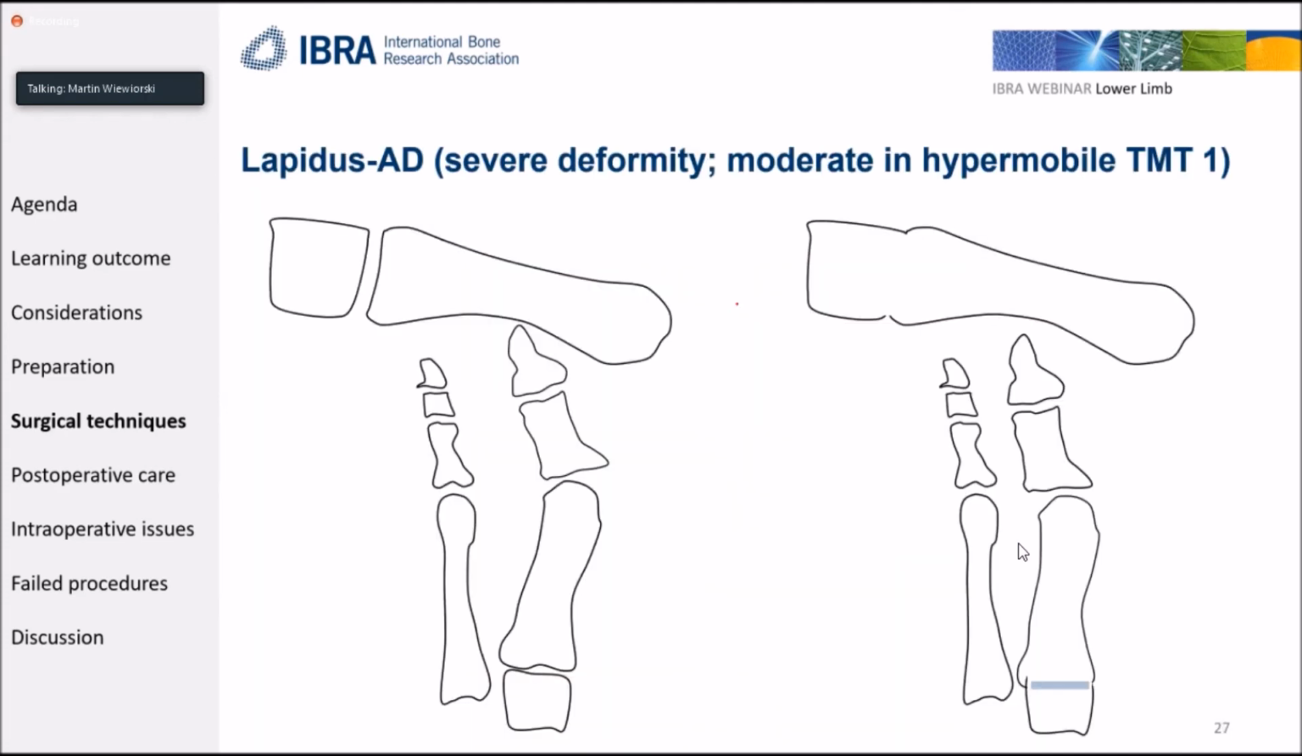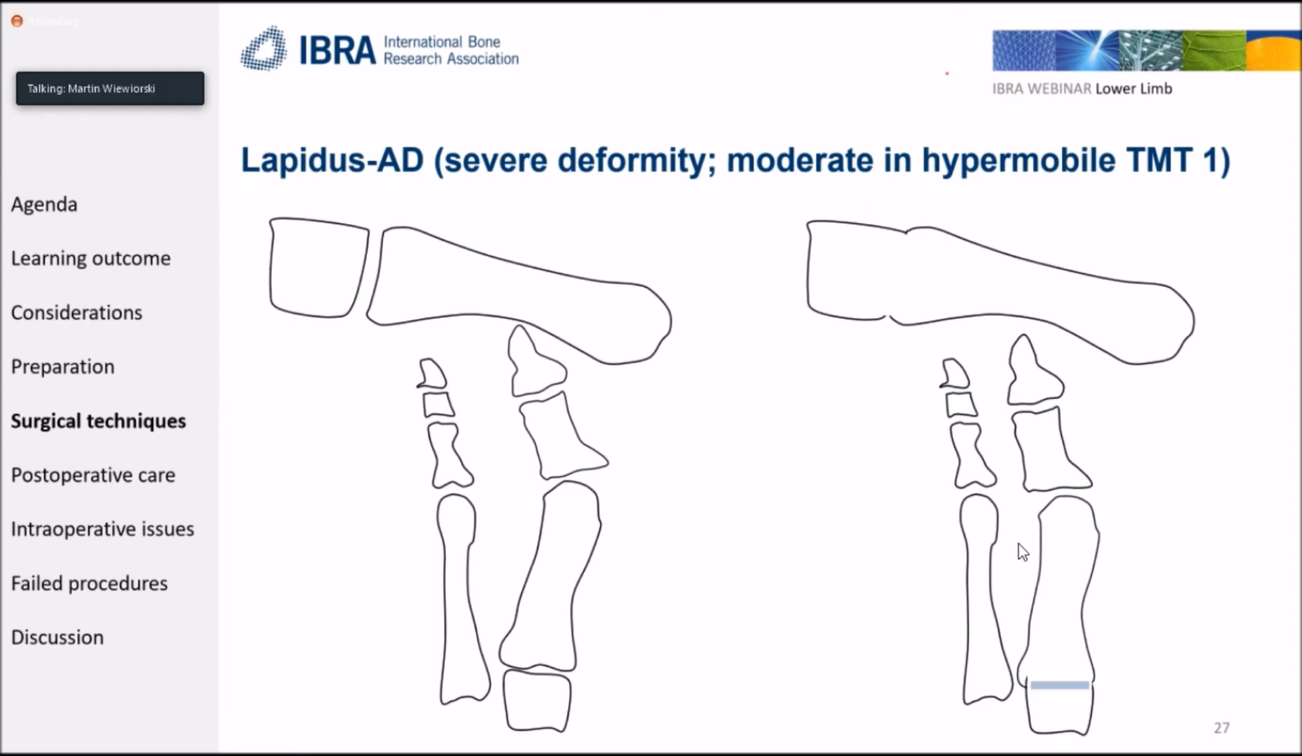The next thing I want to talk about is the Lapidus fusion. Of all the surgical techniques to correct the hallux valgus, I think this is the most powerful technique, and I use this for patients who have a severe deformity, which for me personally is more than 20 degrees of intermetatarsal angle, or, as we talked about shortly before, if they have a moderate hallux valgus but a hypermobile TMT1 joint on the clinical assessment.